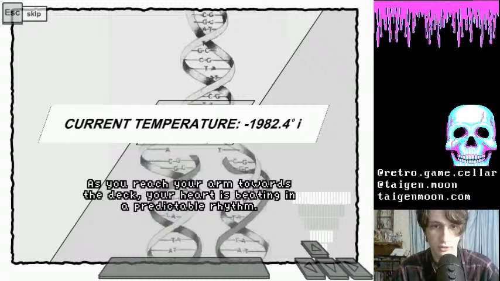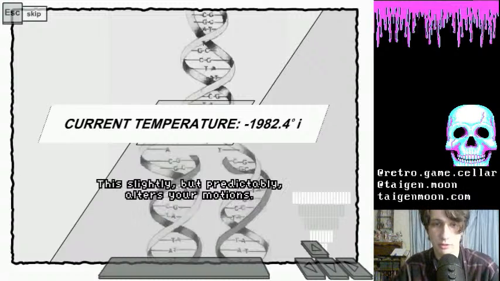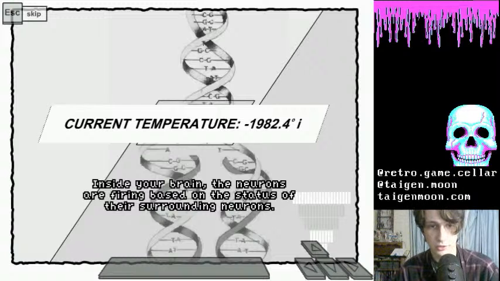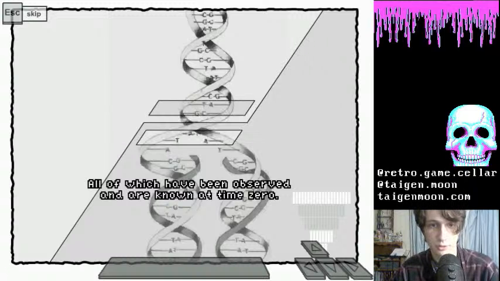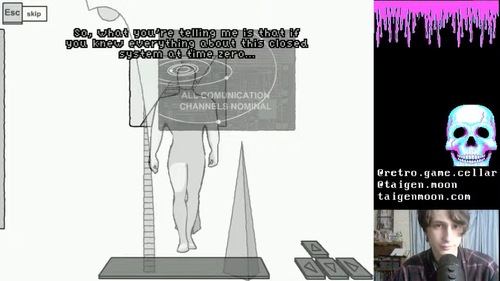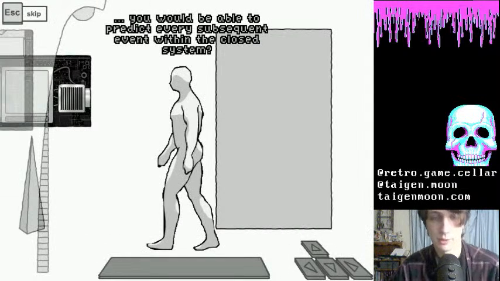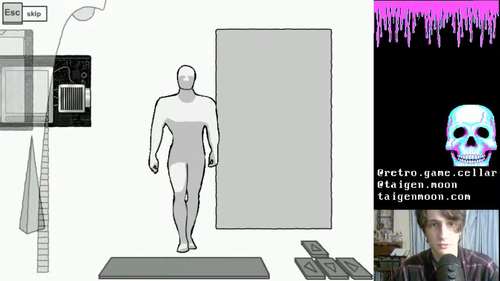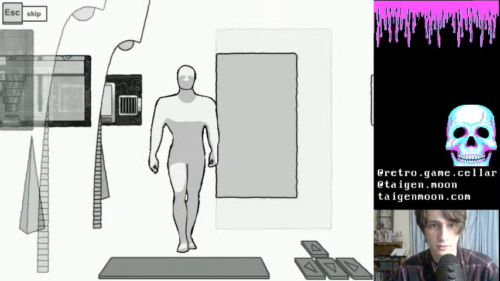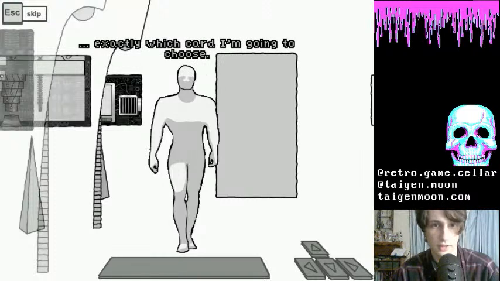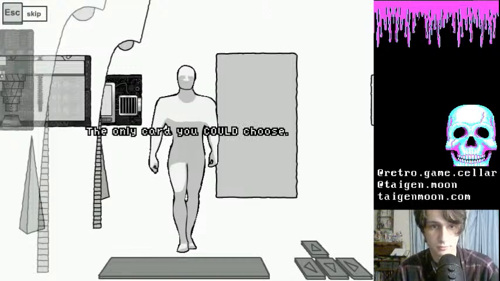As you reach your arm towards the deck, your heart is beating in a predictable rhythm. This slightly but predictably alters your motions. Your breathing manipulates your motions similarly. Inside your brain, the neurons are firing based on the status of their surrounding neurons, all of which have been observed and are known at time 0. So what you're telling me is that if you knew everything about this closed system at time 0, you would be able to predict every subsequent event within the closed system, even the status of the neurons in my brain. My thoughts, and thus you can predict from the starting conditions alone exactly which card I'm going to choose. The only card you could choose.